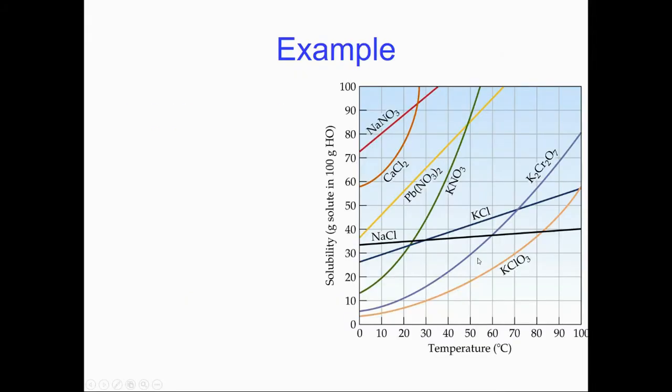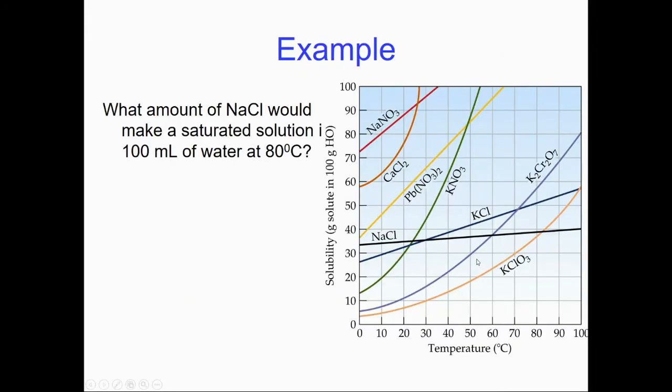Okay, let's try another one. What amount of sodium chloride would make a saturated solution in 100 mils of water at 80 degrees Celsius? Okay, first of all, we want to make sure we're in 100 grams of water or 100 mils of water. 100 grams and 100 mils are the same. So this is the same thing as saying 100 grams of water. This plot is for 100 grams of water, so we don't have to make any adjustments.